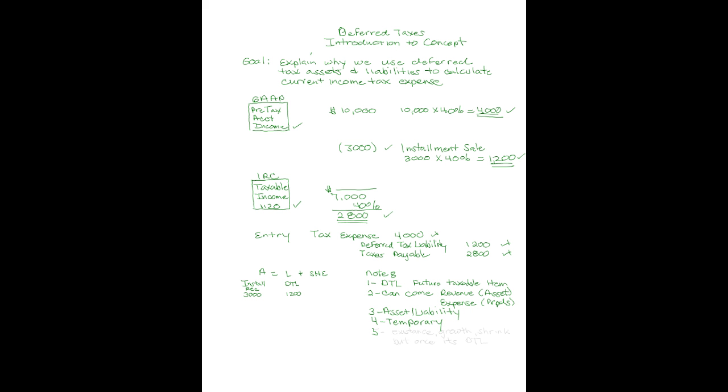I guess I really have one more thing to say about these. When a difference originates, it can come into existence, as in our case, the $3,000. It can grow bigger, it can shrink, and it can go away. It can do all of those things.